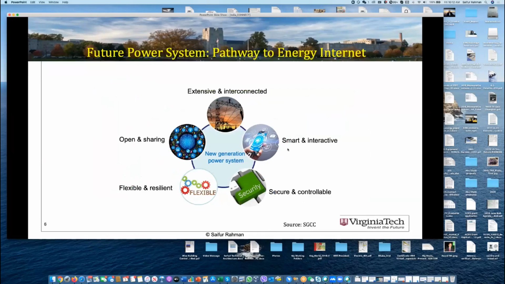What do you mean by smart or interactive? You can in real time see what every rooftop solar is producing, and whether they are able to use that solar energy internally in the building, store it, or try to sell it? That's the interaction. Below that is secure and controllable. We just mentioned the security issues. I'll get back to that later on.